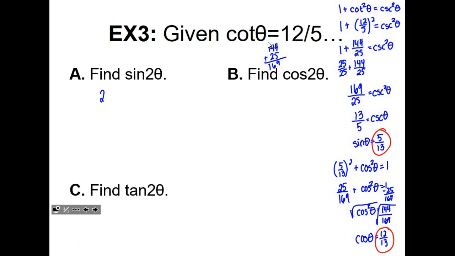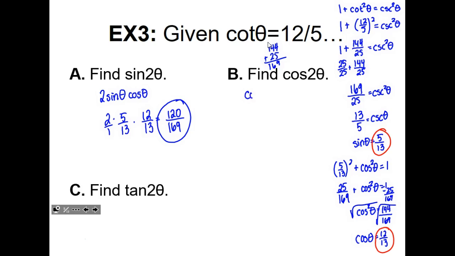So here we'll have 2 sine theta cosine theta, so that'd be 2 times sine, which is 5 over 13, and cosine, which is 12 over 13. So it's 2 over 1, and we're going to get 10 times 12, which gives me 120, over 13 times 13, which is 169. There's my sine of 2 theta.